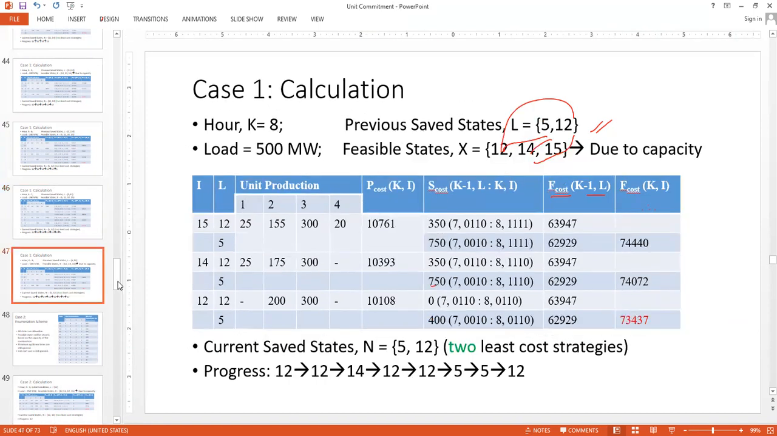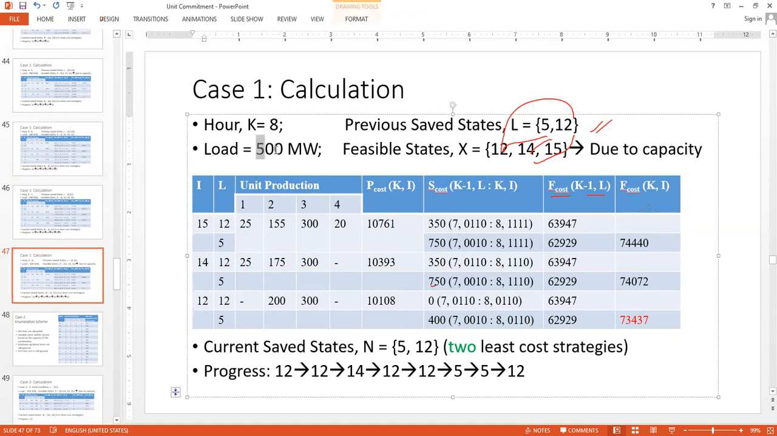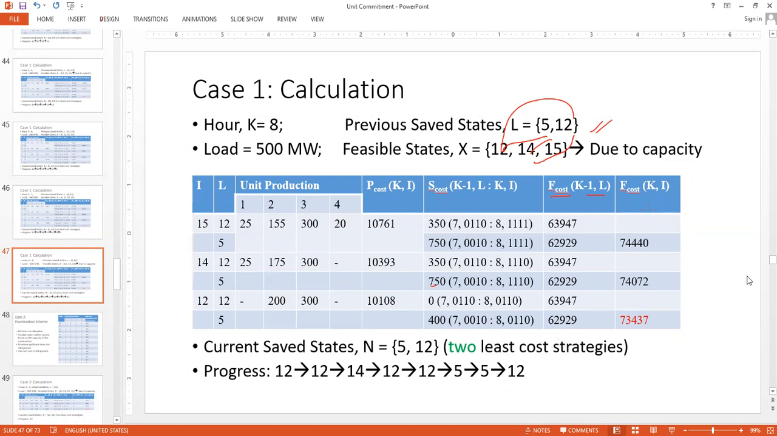And the last hour is hour number 8. 500 megawatt. Now it is beyond the capacity of state 5, so you can't choose state 5 among your feasible states. So you exclude it. But state 12 can still generate sufficient power to give a supply of 500 megawatts. So you include it here. And you do the calculation, and your final progress will look like this. So this is the 8-hour solution: 1, 2, 3, 4, 5, 6, 7, 8. This is the transition, this is your search strategy, and this is your final.